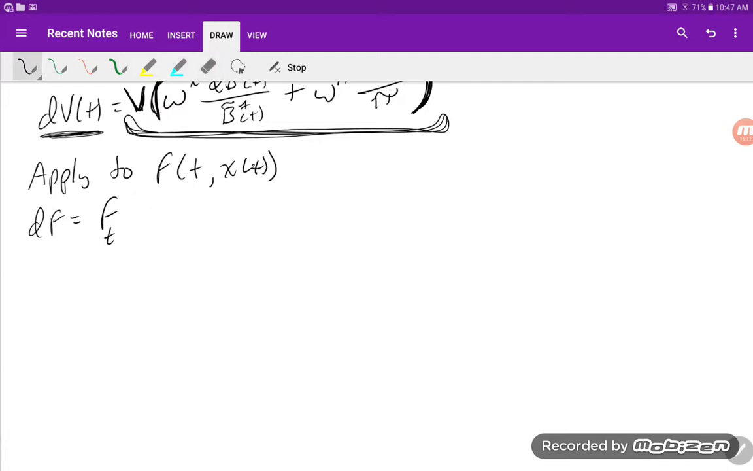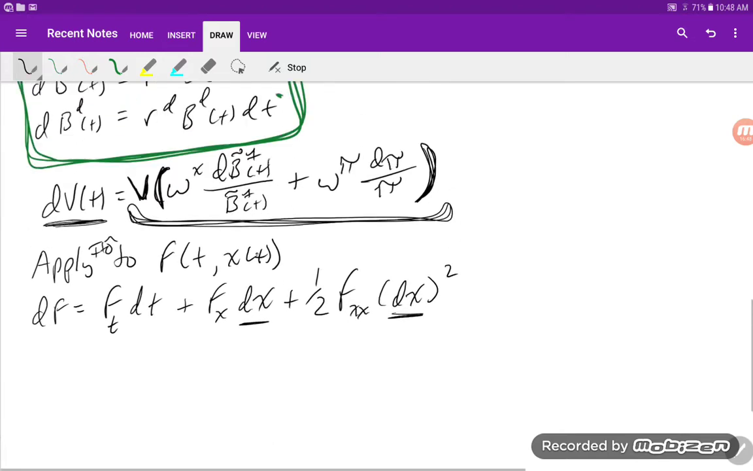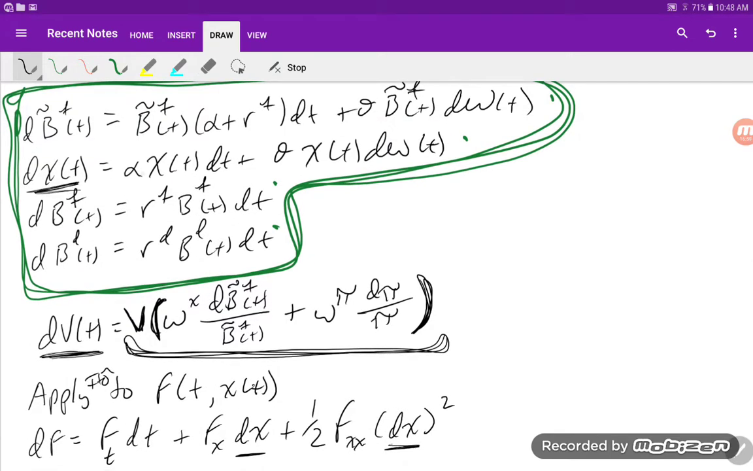So Ito's lemma: ft dt plus partial to x dx plus 1/2 second partial to x dx squared. So again, I said apply Ito, but it basically is simply Ito's lemma. So let's fill in. Obviously, we know these dx's. It's part of our assumption.